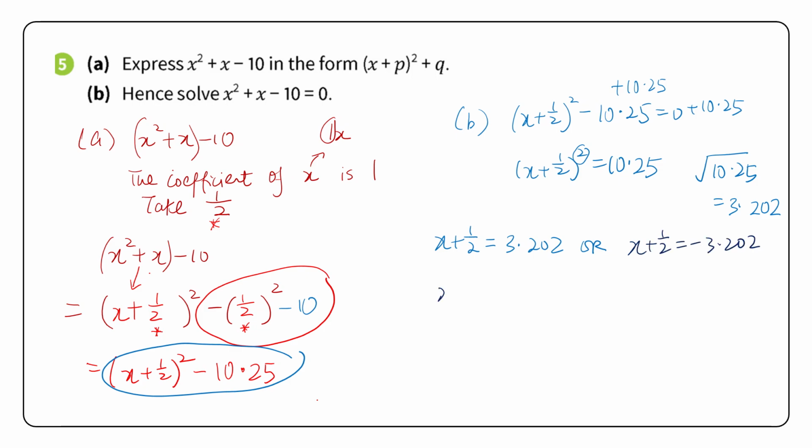So you minus half on both sides. Put to 3 significant figure. So 3.202 minus 0.5 is 2.70, or negative 3.70. Okay, so that's how we do it.